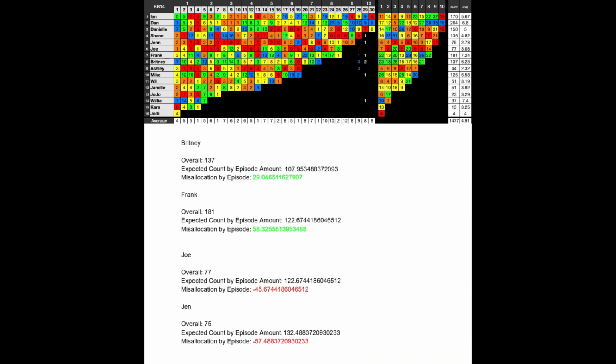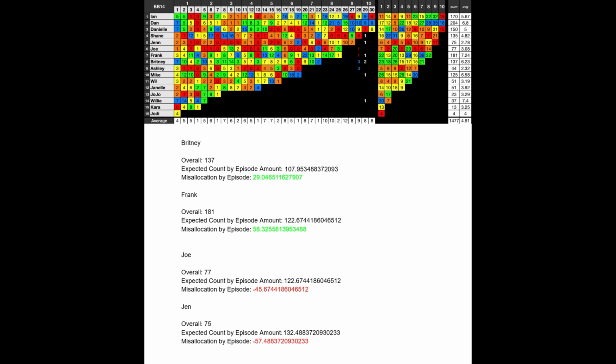Brittany got 137 diary rooms, and her expected count by episode amount is 107.95. So she has a 29.4 misallocation amount. And this really isn't surprising since she's known as one of the diary room queens of the season. So of course they're going to shove in as many diary rooms of hers as they can.